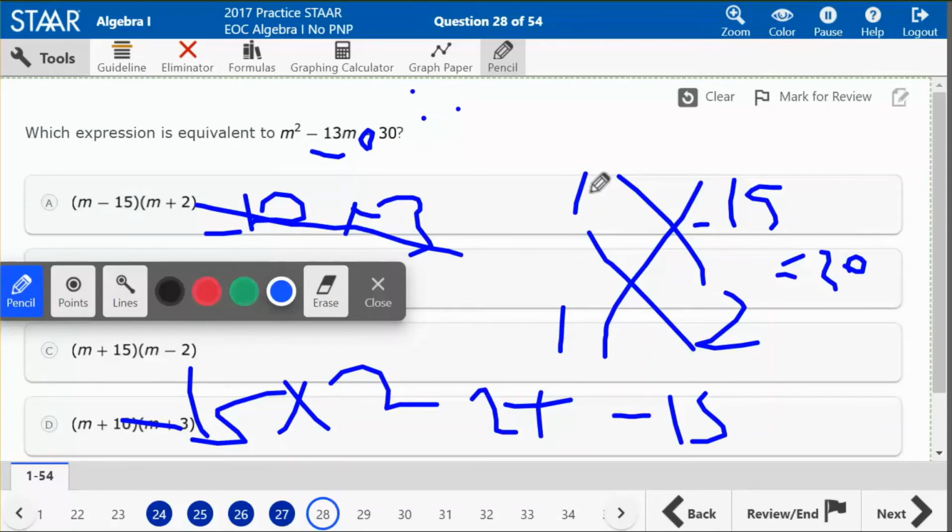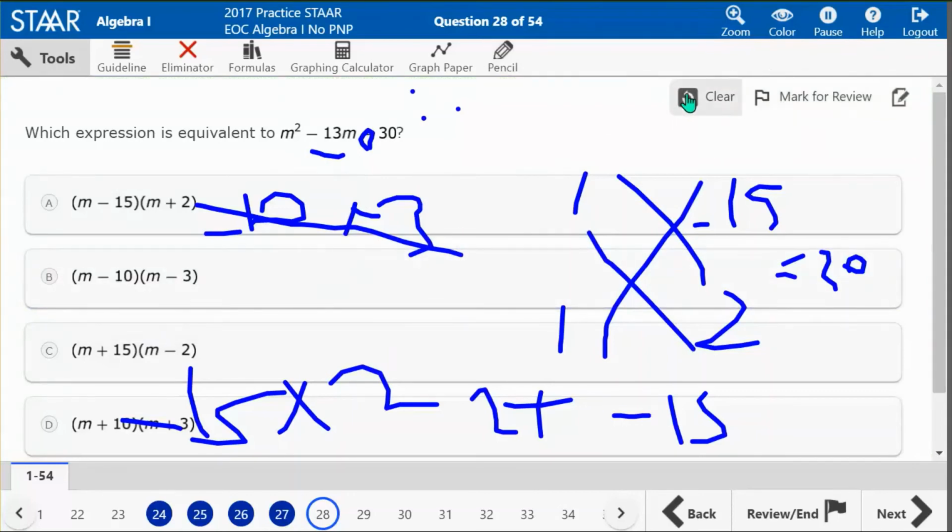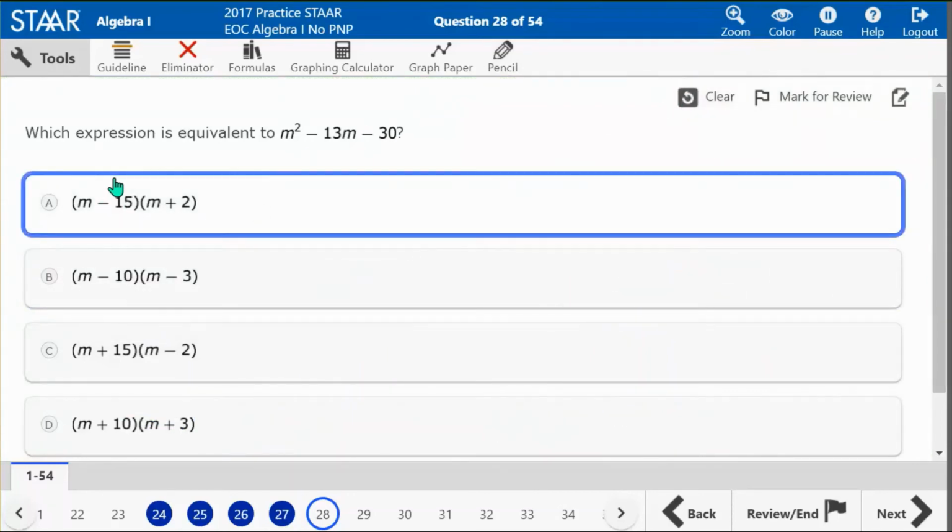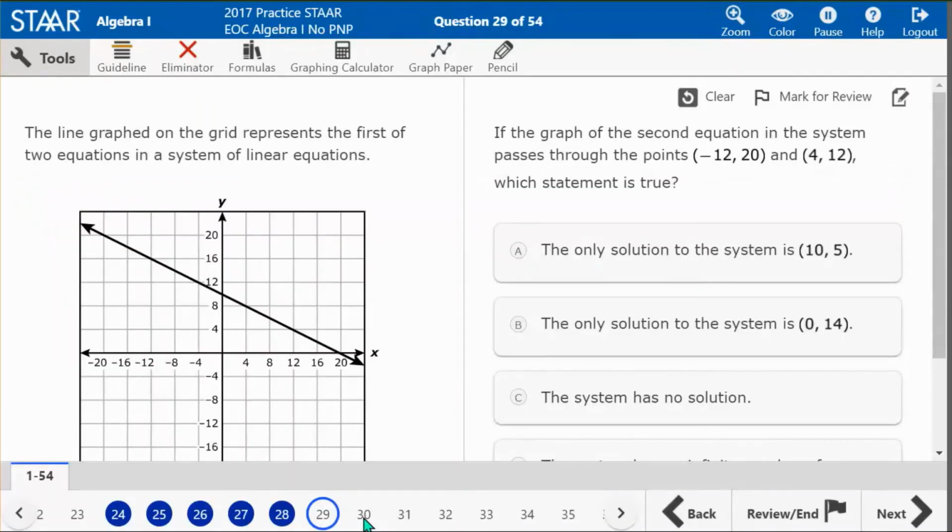So our answer is m minus 15 times m plus 2. That's our answer. Oops, I used x, but x is kind of like the same thing. It's just, yeah.